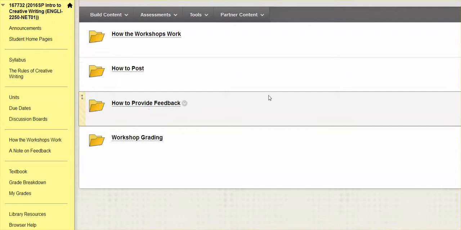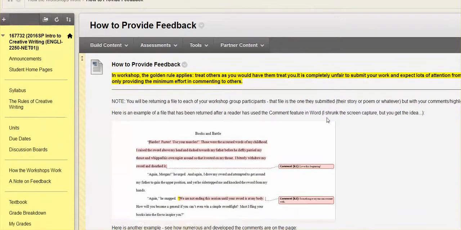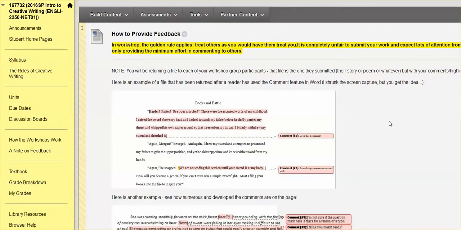Okay, the how to provide feedback. This is really, really important. Again, the anchor, the core of what we're doing here. So in the workshop, the golden rule applies. You can't expect to get great feedback from other people, but not really put forth much effort in giving feedback. That's why there's a whole week turnaround between the posting due date when everyone's posted their story and when you are providing feedback.